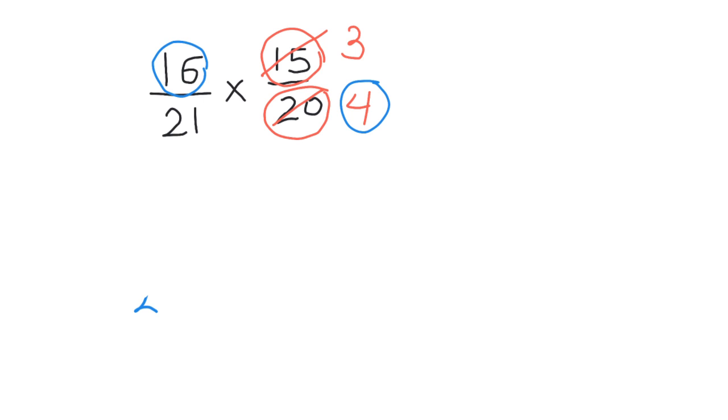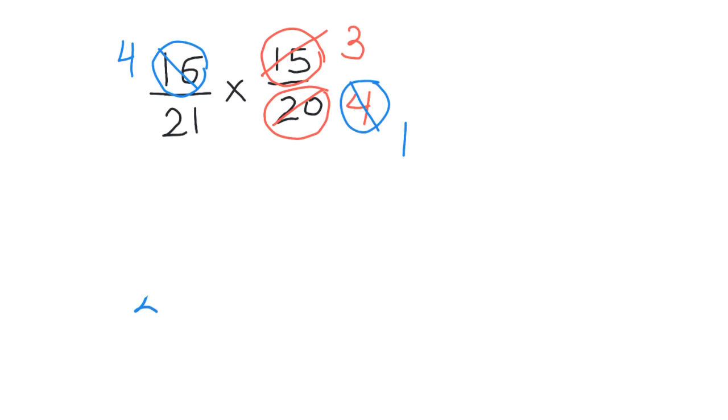16 and 4 have a greatest common divisor of 4. 2 is also a common divisor, but we want to aim for the highest one we can think of, and that's a 4. So we're going to do 4 divided by 4, which gives us 1, and 16 divided by 4, which gives us 4. We're dividing by 4 because 4 is the greatest common divisor of 16 and 4.